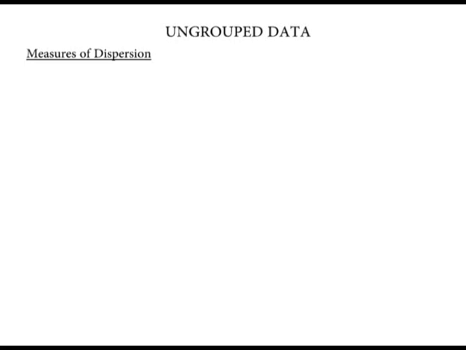So that now we move to measures of dispersion. Now, dispersion is a measure of how the distribution of data is spread out. It's another way of analyzing data. Measures of dispersion include range, deviations, variance, and standard deviation. Let's see the measures of dispersion for an ungrouped data.